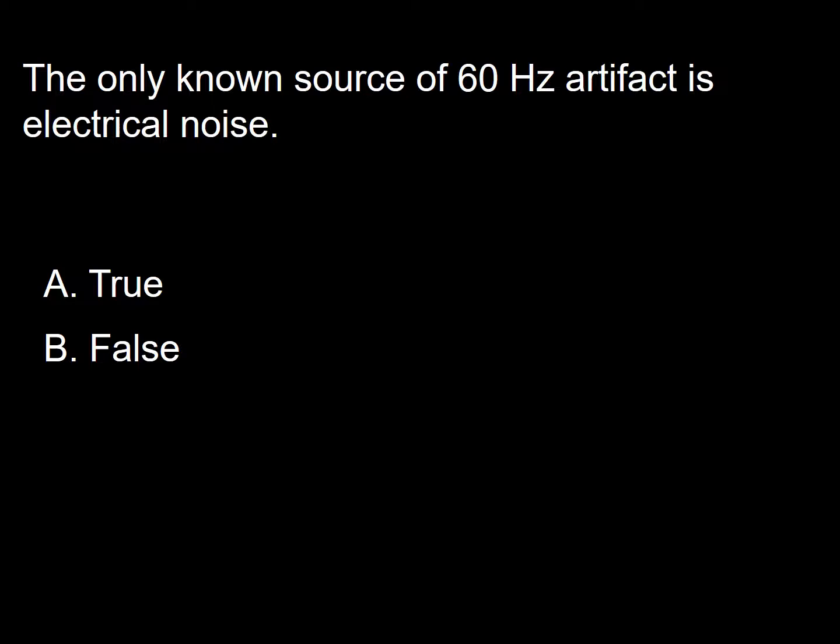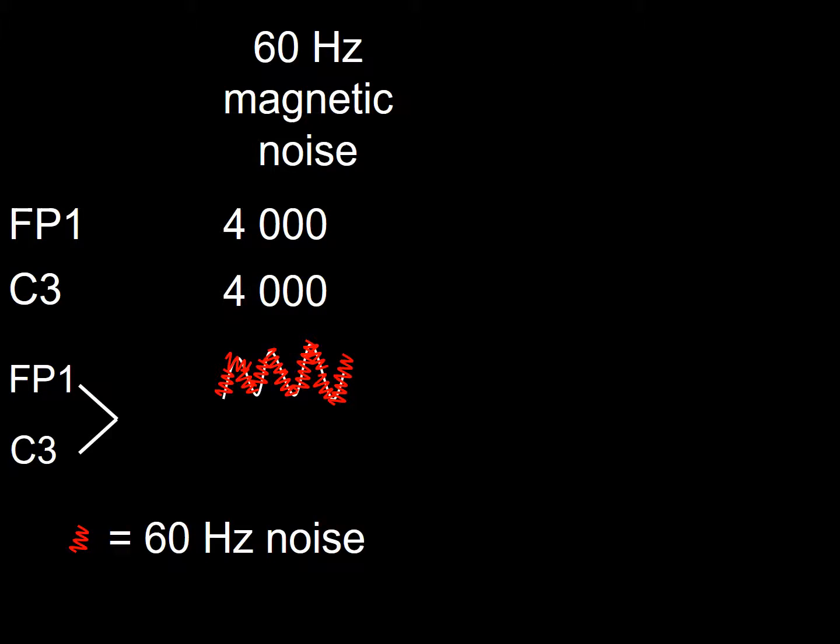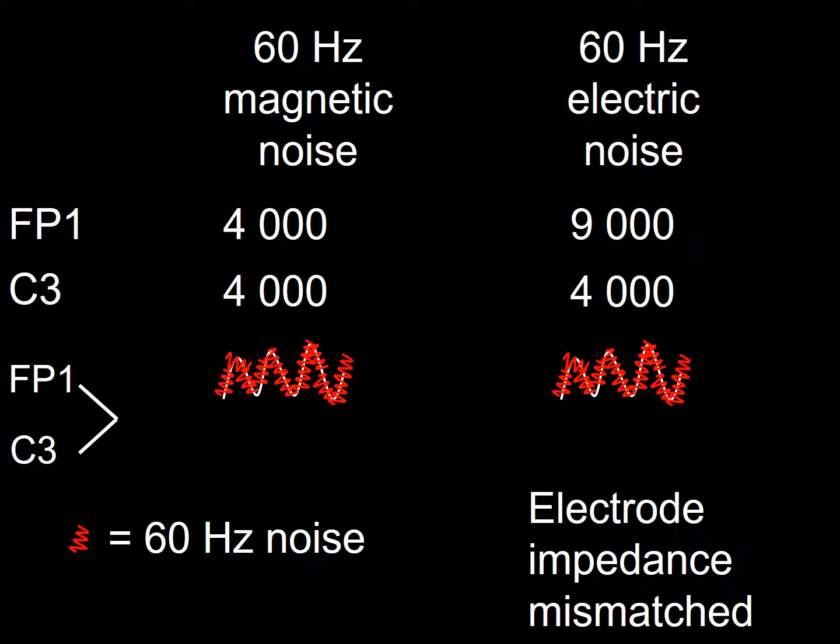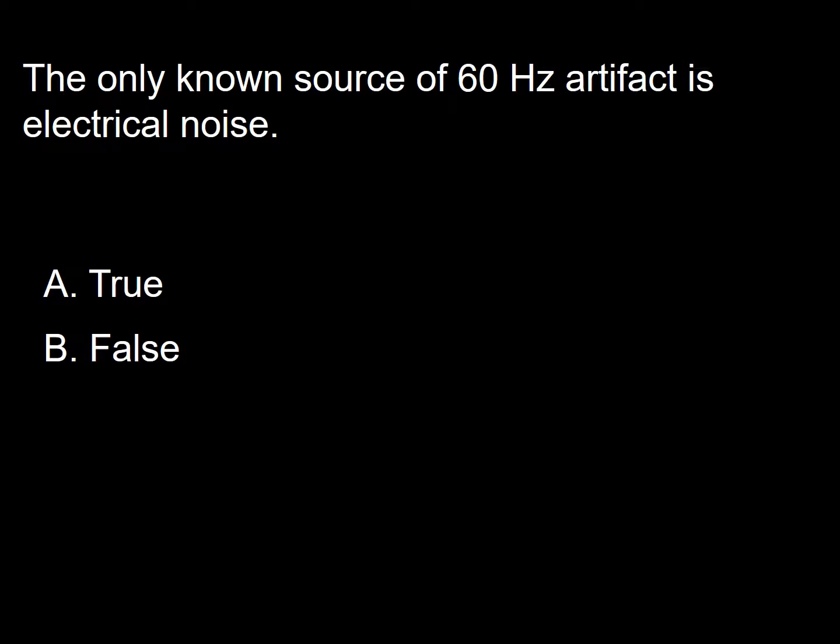Next question. The only known source of 60 Hz artifact is electrical noise. A. True, B. False. 60 Hz artifact can arise from magnetic noise and from electrical noise. In the case of electrical noise, it arises most of the time when there is impedance mismatch. So the answer to this question is B.